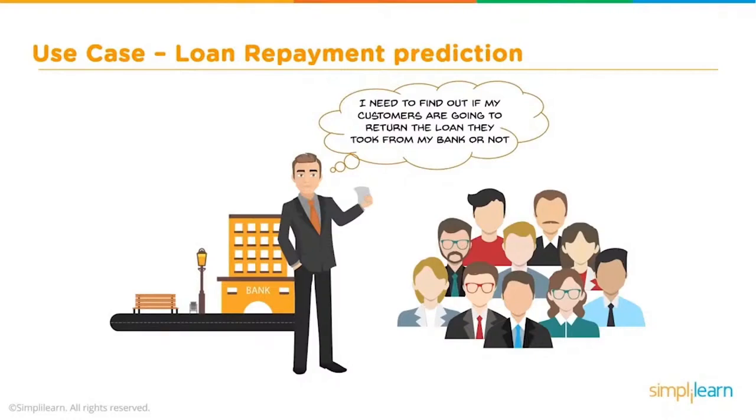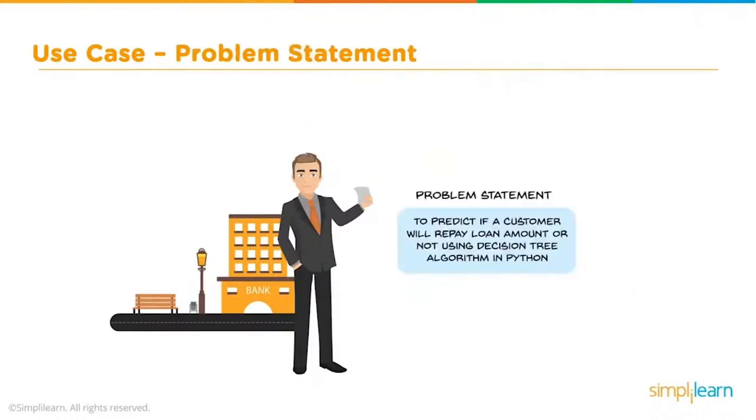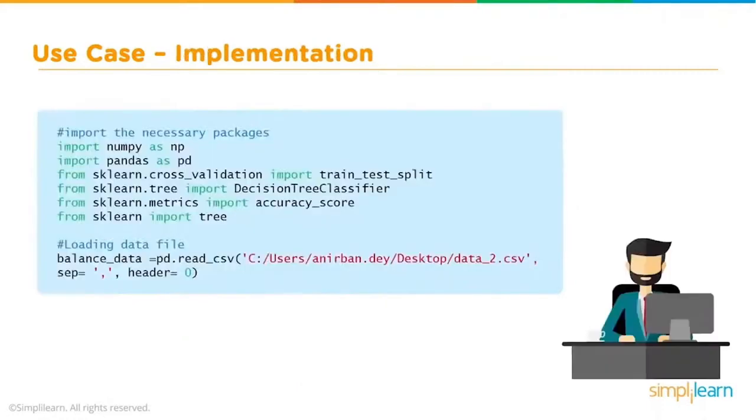And from that, we want to generate a problem statement to predict if a customer will repay a loan amount or not, and then we're going to be using the decision tree algorithm in Python. Let's see what that looks like, and let's dive into the code. In our first few steps of implementation, we're going to start by importing the necessary packages that we need from Python, and we're going to load up our data and take a look at what the data looks like.